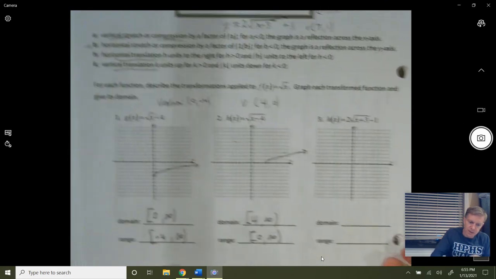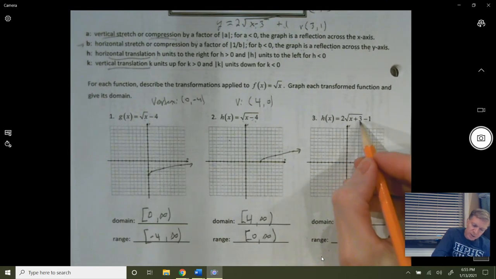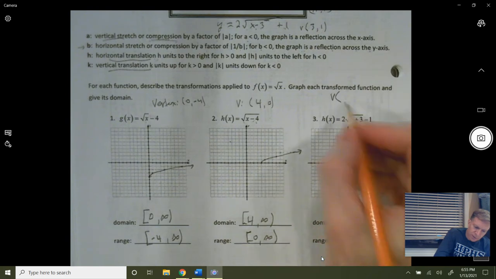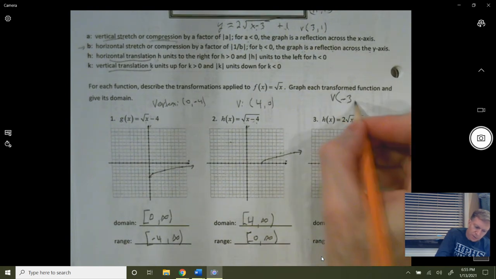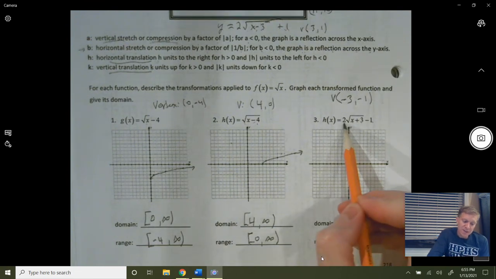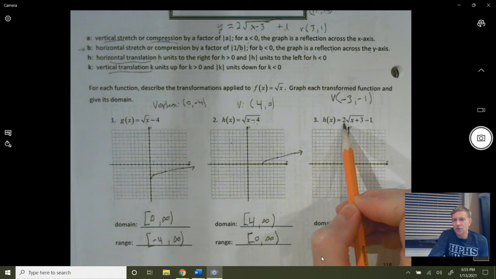Okay. Now this one, we're shifting 3 to the left and down 1. So your new vertex is left 3, negative 3, and negative 1. Okay, now there's something a little tricky because your stretch in the vertical direction, everything is up twice as much as you thought it was going to be. Okay, so I'm going to show you how to do that.